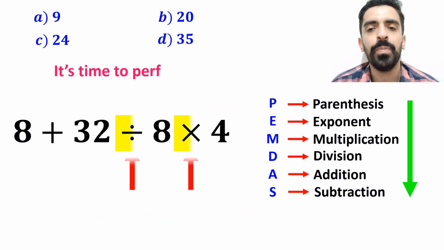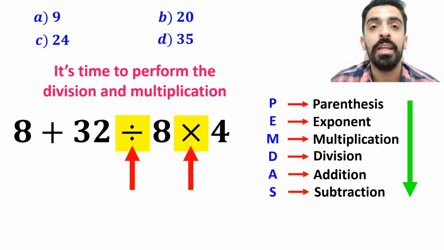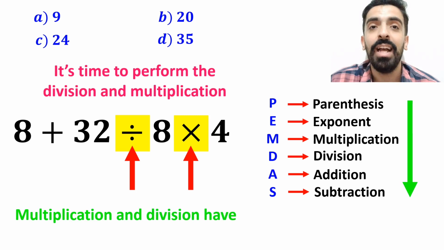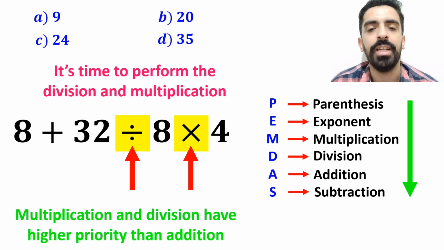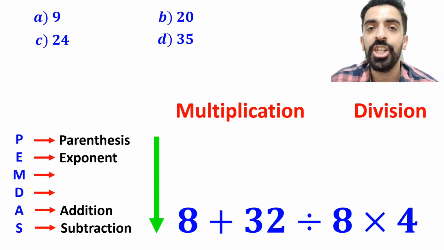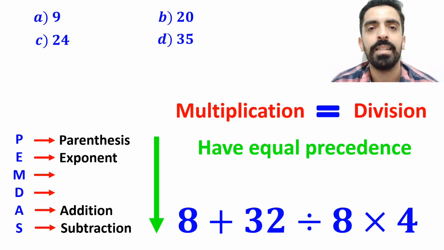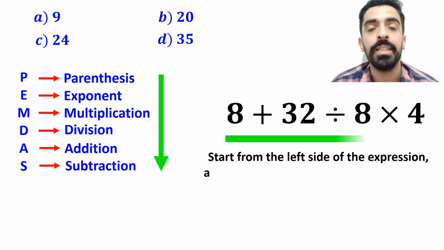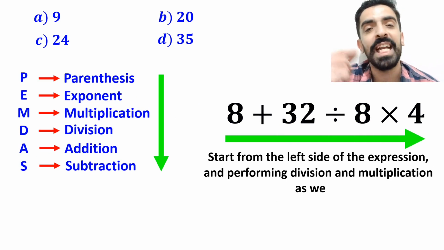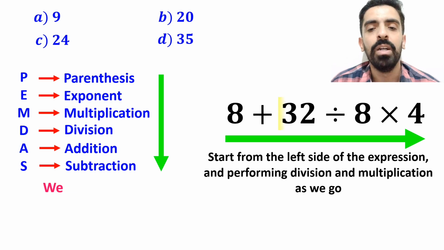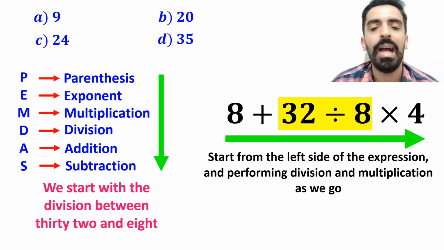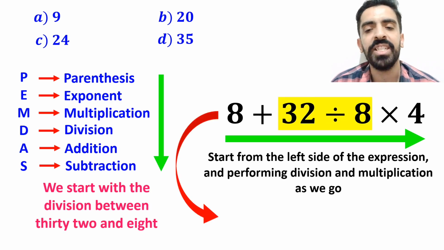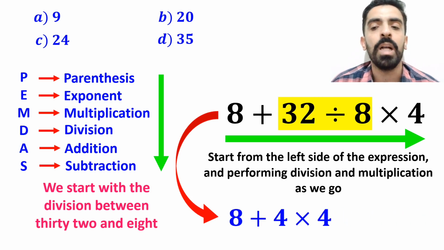Alright, now it's time to perform the division and multiplication because multiplication and division have higher priority than addition. However, we must pay close attention that multiplication and division have equal precedence. In this case, the best thing to do is to start from the left of the expression, performing division and multiplication as we go. So, we start with the division between 32 and 8. And instead of this expression, we can write 8 + 4 × 4.